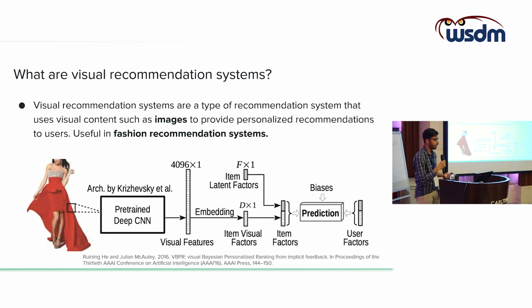Let's say the user has bought a particular type of fashion item previously. So he'll buy similar sorts of items in the future. This basically utilizes pre-trained deep CNN features which have been trained on a classification data set such as ImageNet.